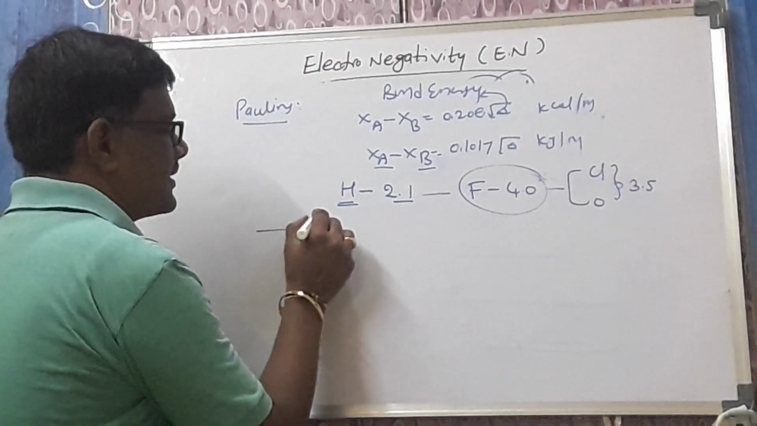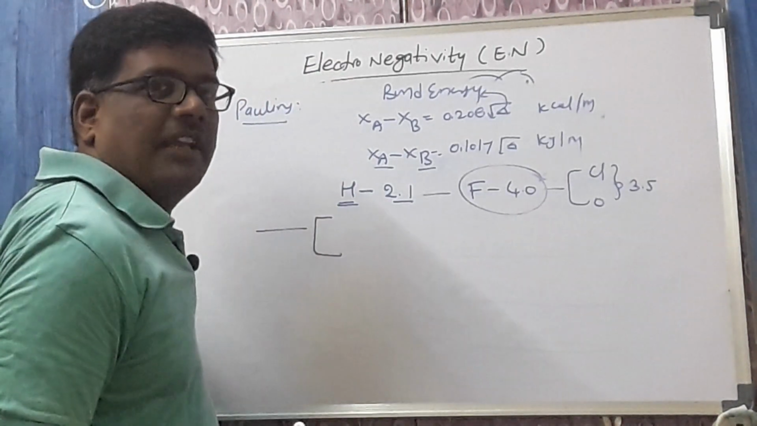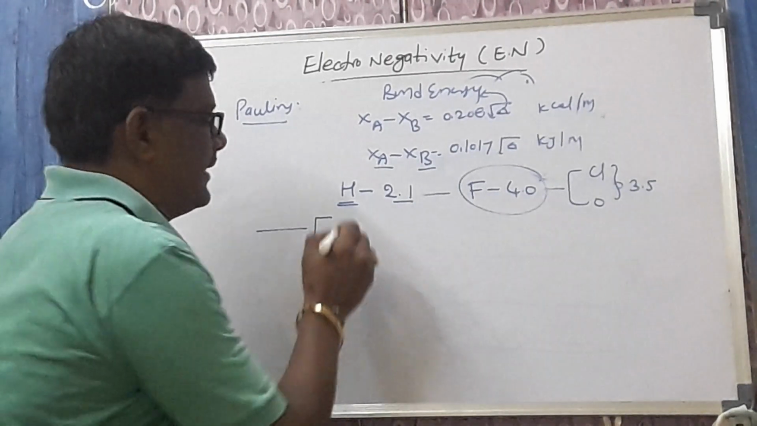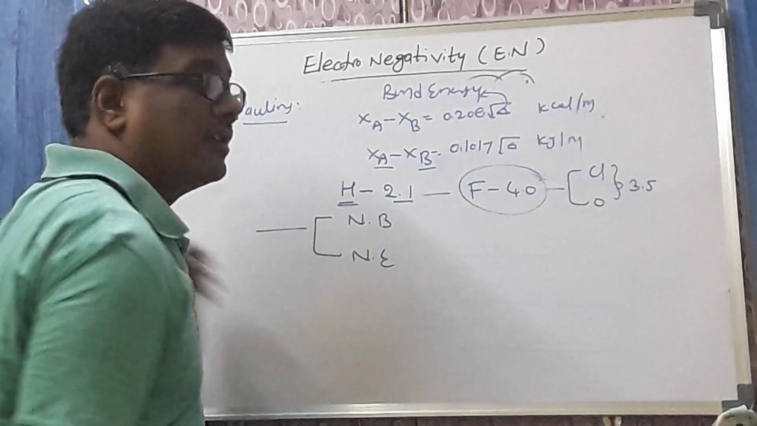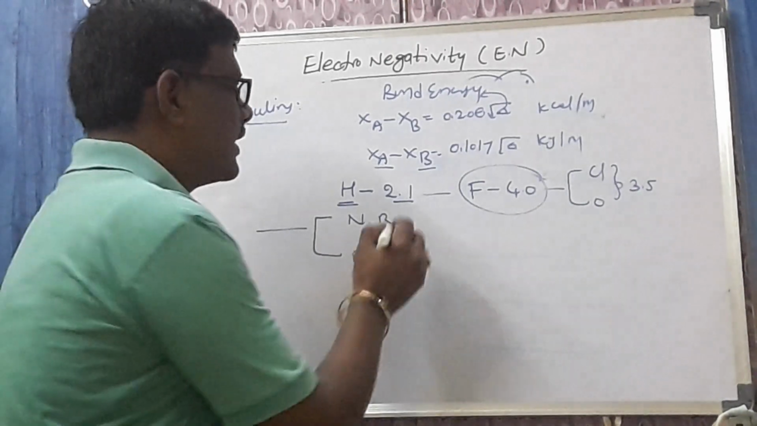Then what is the importance of this electronegativity? Electronegativity gives you two things: the nature of the bonding and the nature of the element. What is the nature of the bonding?